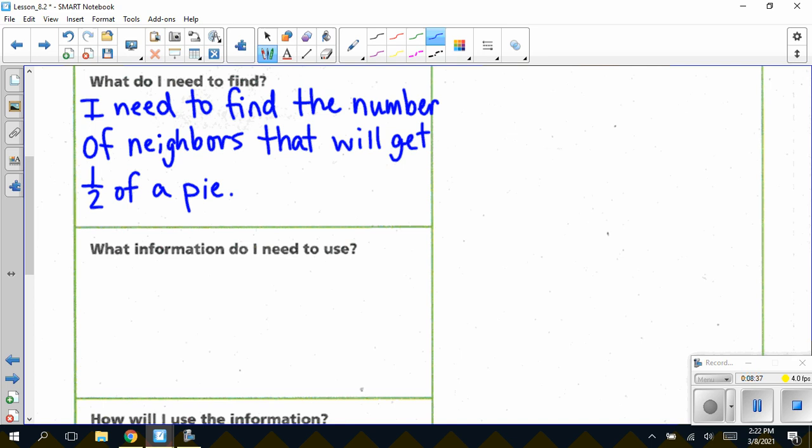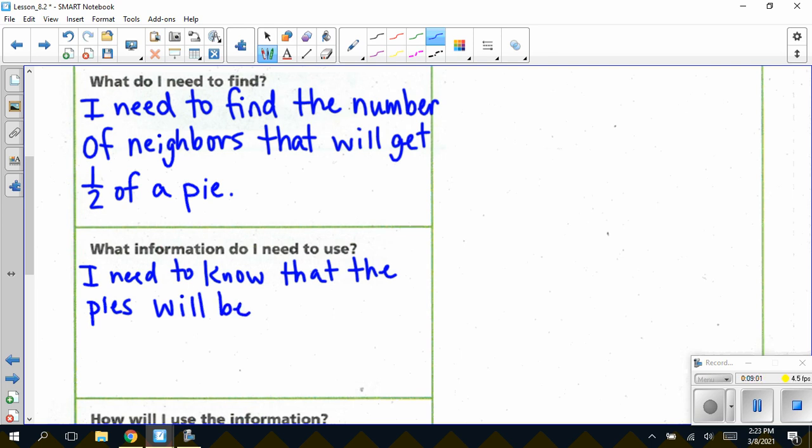So now what information do I need to use to solve this? So I need to know that the pies will be cut in half. And there are 3 pies.